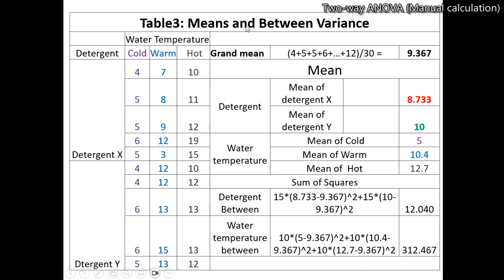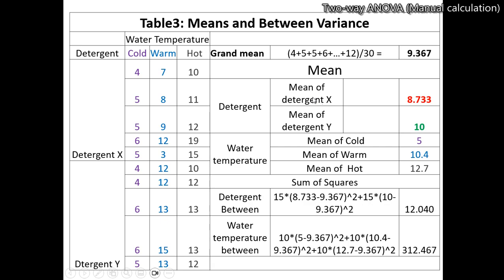Table number 3 represents the means and between variance we have calculated from our sample. Here the group mean is 9.367, which is obtained by adding the values of all samples. We have 30 samples, so we added all values of all samples and divided by 30, so the value is 9.367, our grand mean.